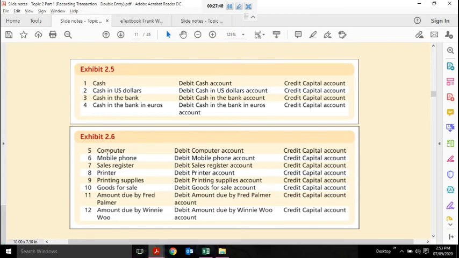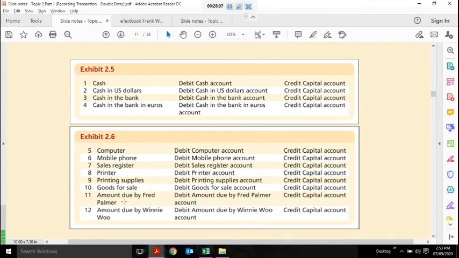Now mobile phone, you have to debit as well because it's your possession. Sales register, so your possession increases. Printer, printing supplies, goods for sale. Items 5 to 10 are your possessions, so you should increase. When you increase, you should record it as a debit.